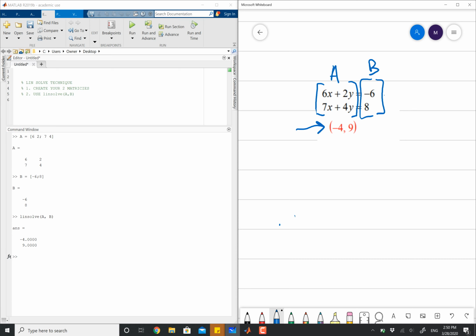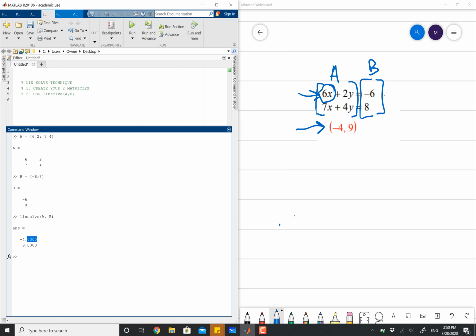Again, you may be asking which one is your x and which one is your y. If you go back to your actual equation, let's see which variable came first. I see 6x. We started with a 6x, so that's going to be your first variable. Similarly, in MATLAB, that negative 4 is going to be your x, and the other one is going to be your y.